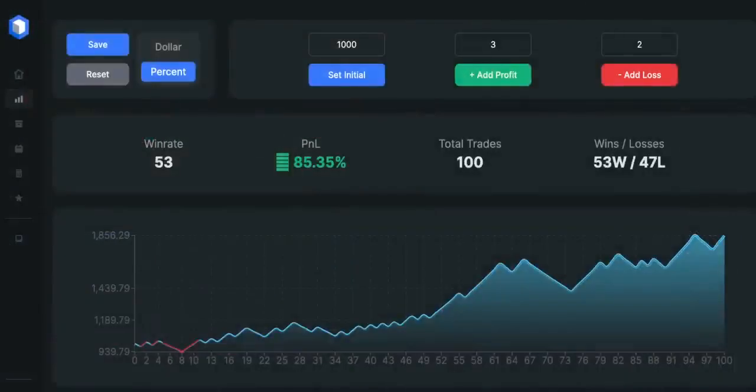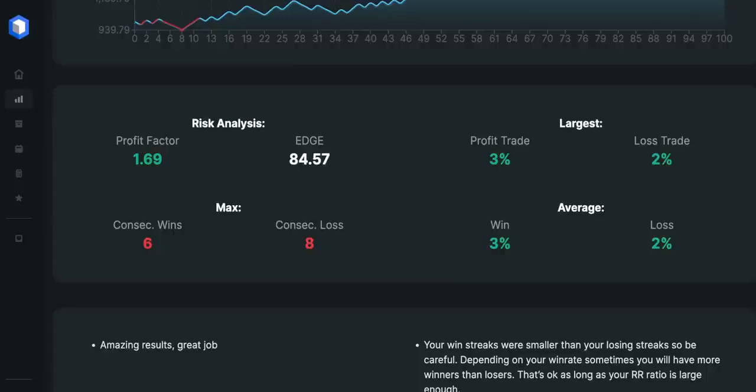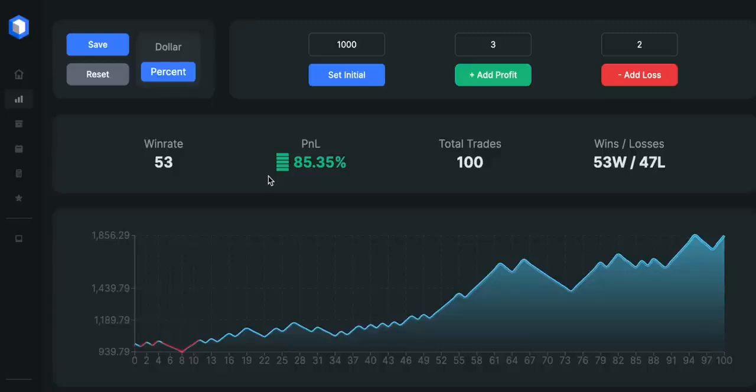Okay, so here are the results after 100 trades. The win rate for this strategy is 53% and we increased our account size by 85.35%. The profit factor is 1.69 and we had 6 consecutive wins against 8 consecutive losses. If we take a look at the equity curve, we can see that the drawdowns are pretty significant. So this information basically tells me that this particular strategy does not quite like the volatile markets.